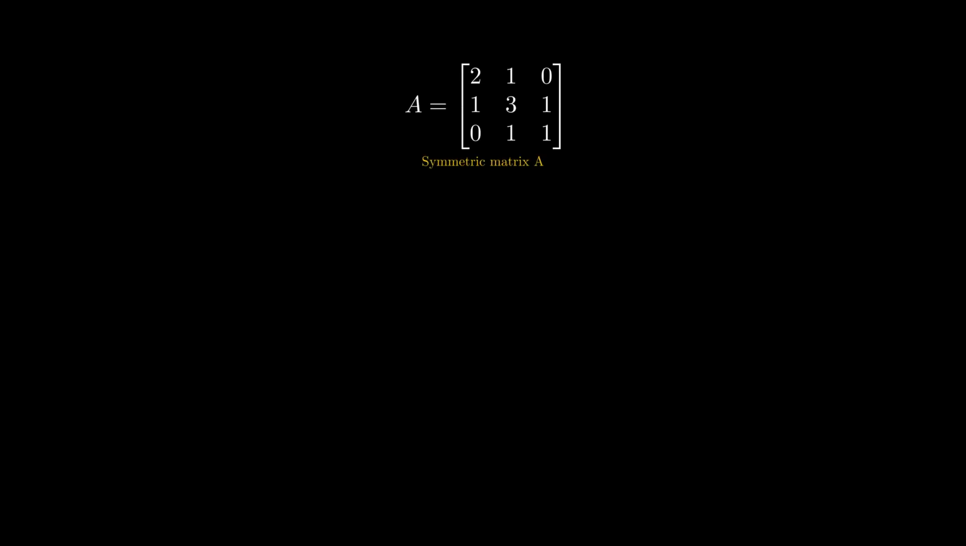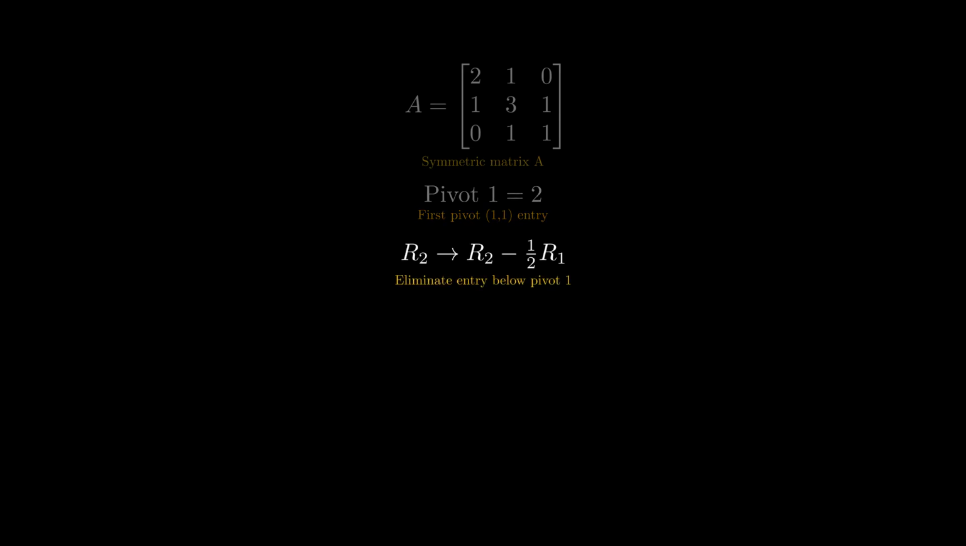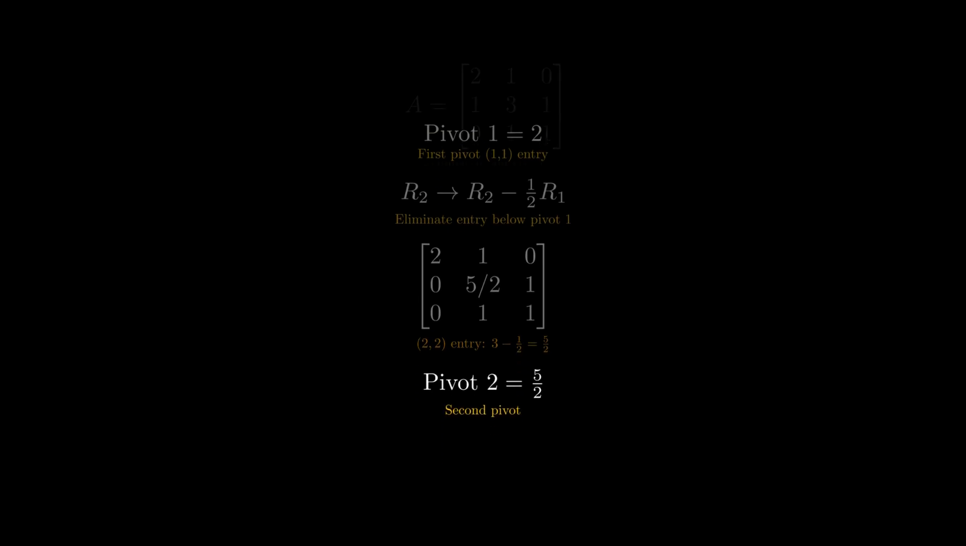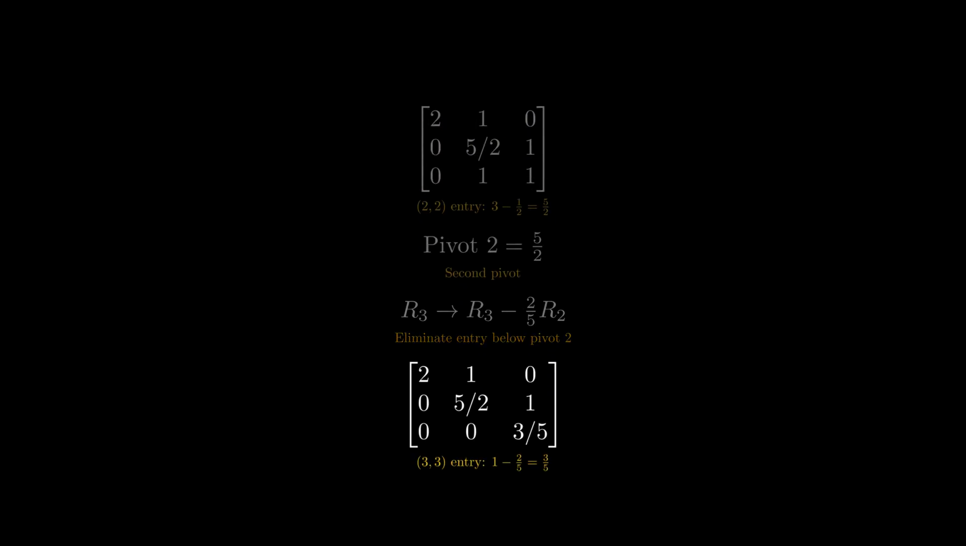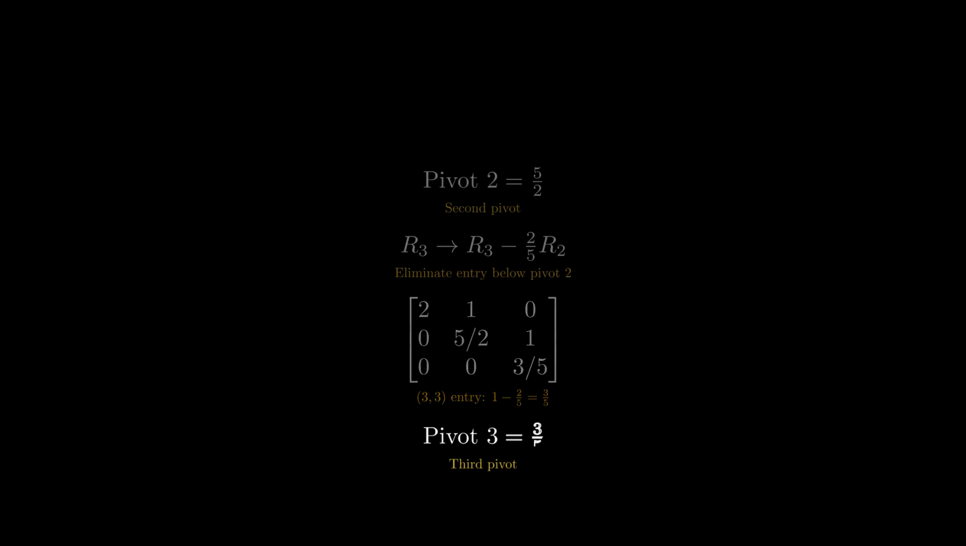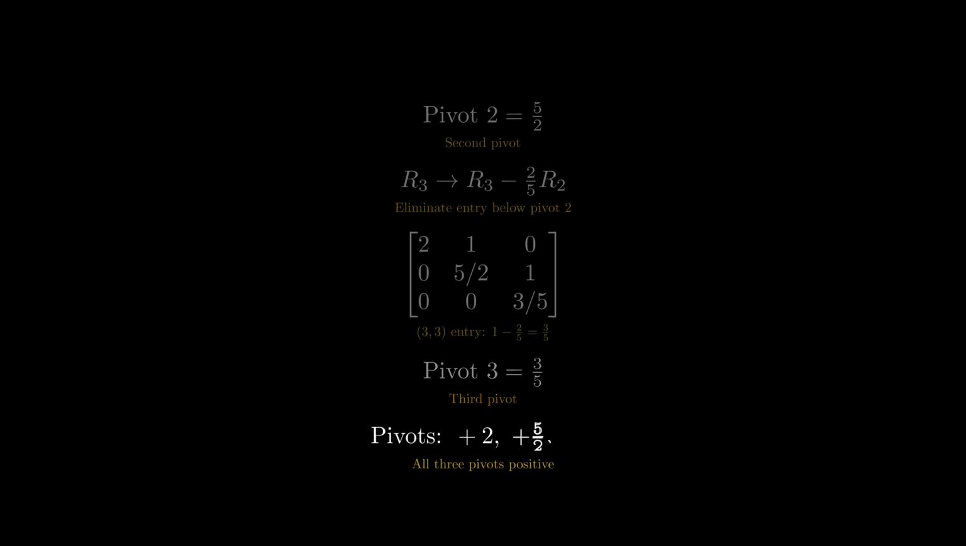Let's see this with a concrete example. Take A with rows 2, 1, 0; 1, 3, 1; and 0, 1, 1. Notice it's symmetric. Now run elimination. The first pivot is 2, sitting in the upper left corner. To clear the entry below it, subtract 1/2 of row 1 from row 2. The 2,2 entry then becomes 3 minus 1/2, which is 5/2. That's our second pivot. Continue down, subtract 2/5 of the new row 2 from row 3. The bottom right entry becomes 1 minus 2/5, which is 3/5. That's the third pivot. All three pivots, 2, 5/2, and 3/5, are positive.